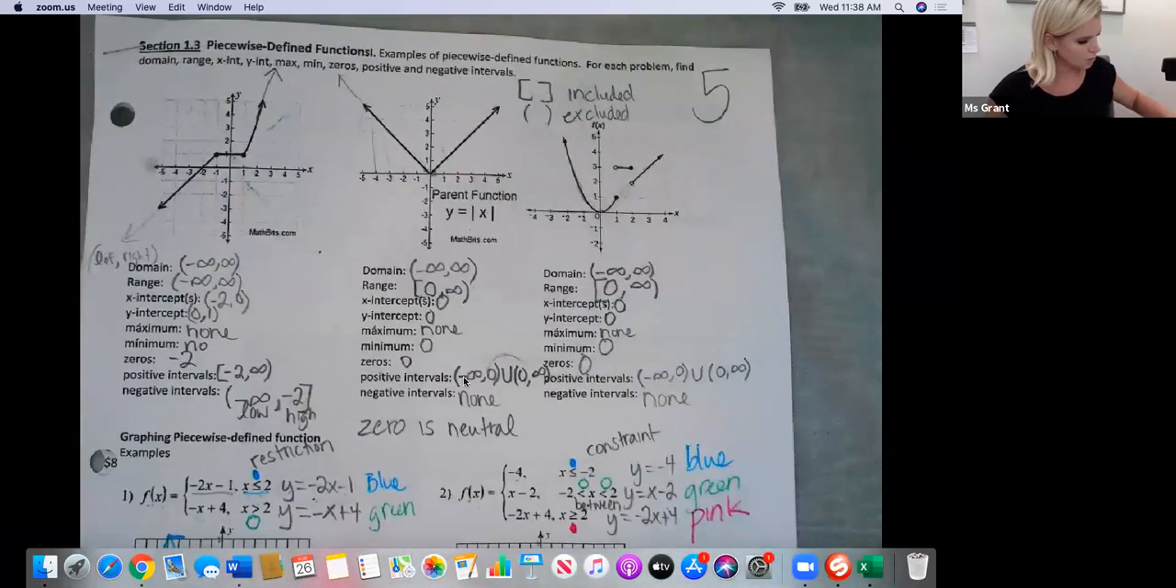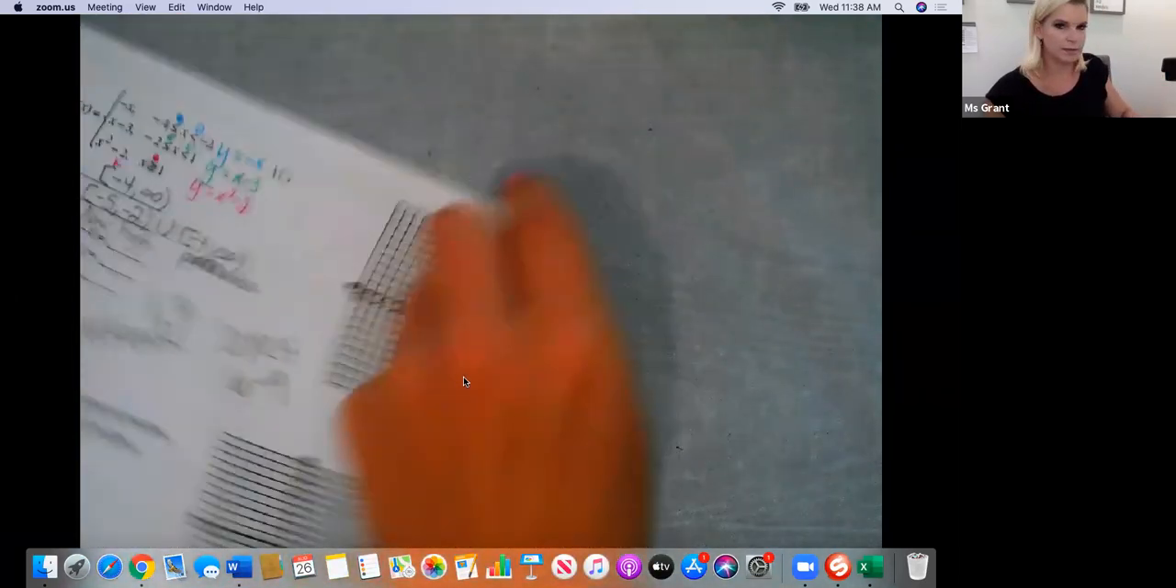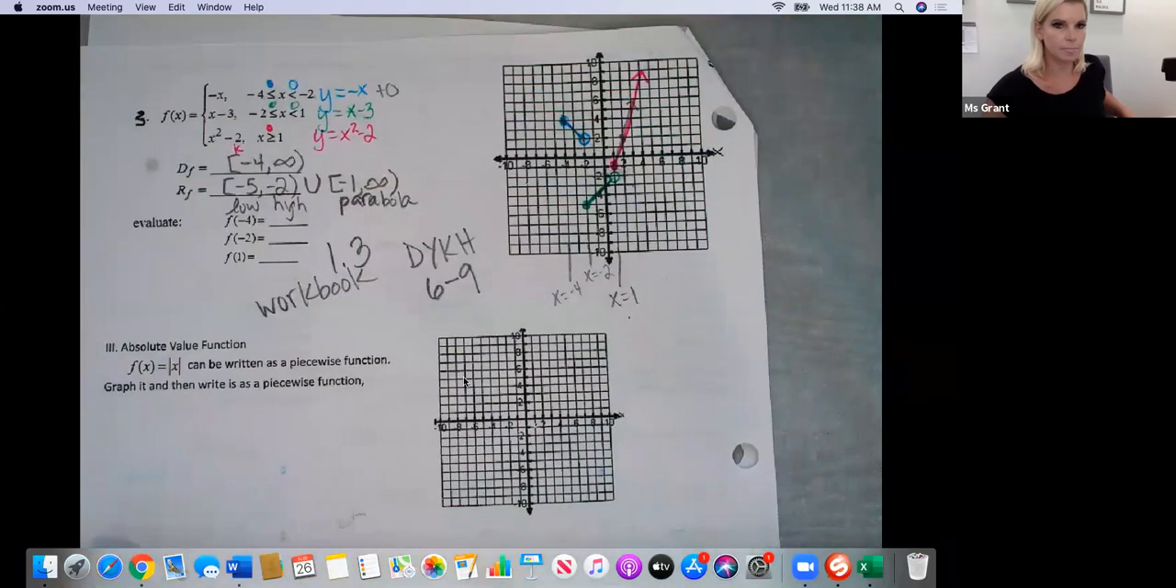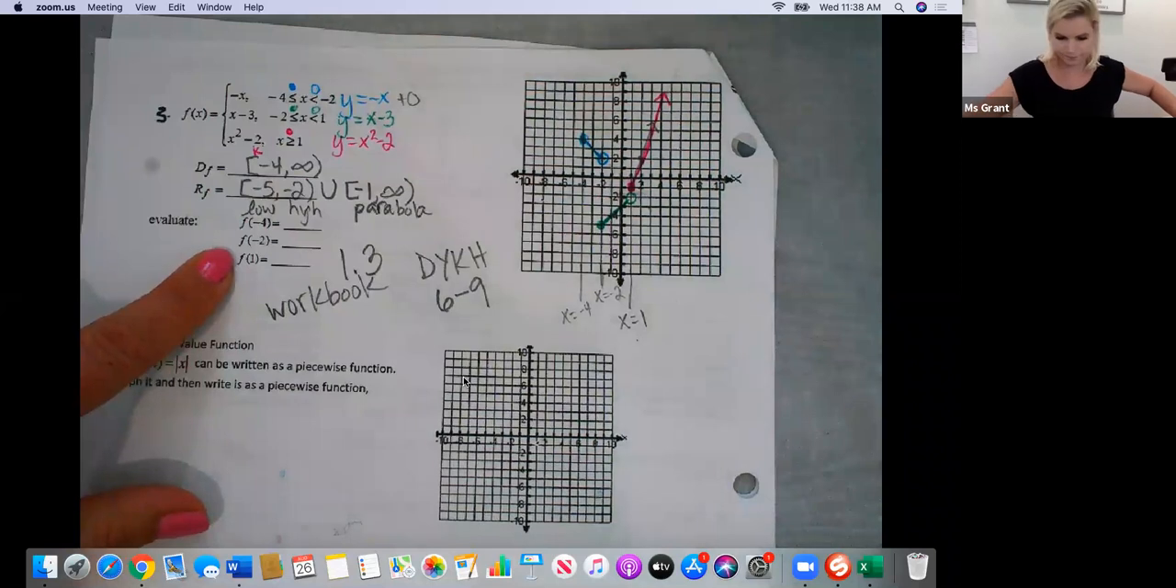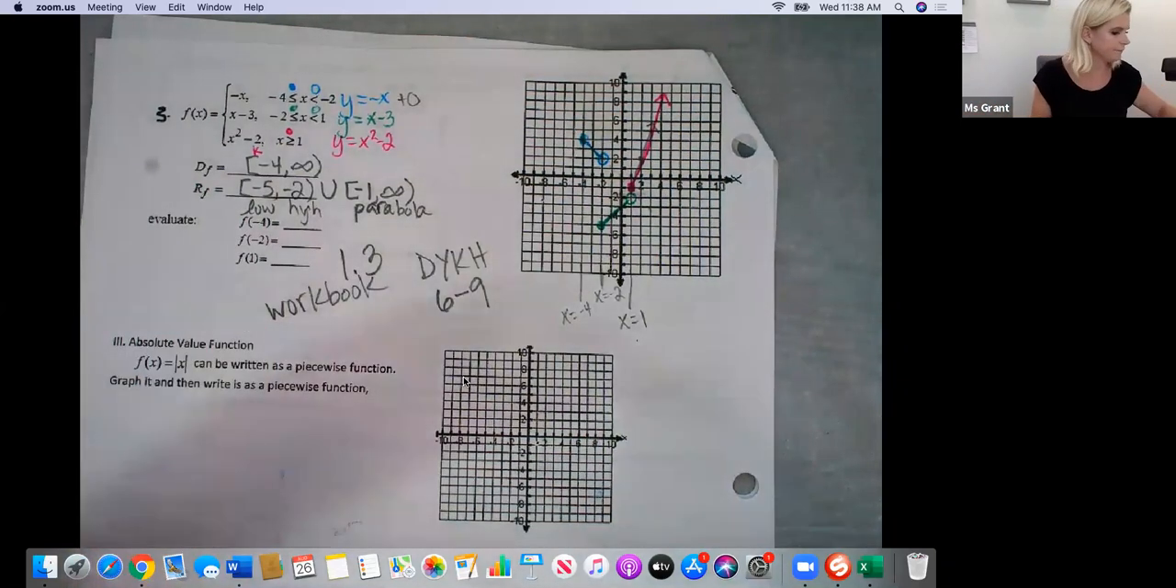So let's turn to page 2 where I left off. This is where I left off. And I did not do this evaluate right here. And that's what I'm starting right now. So you're all with me?